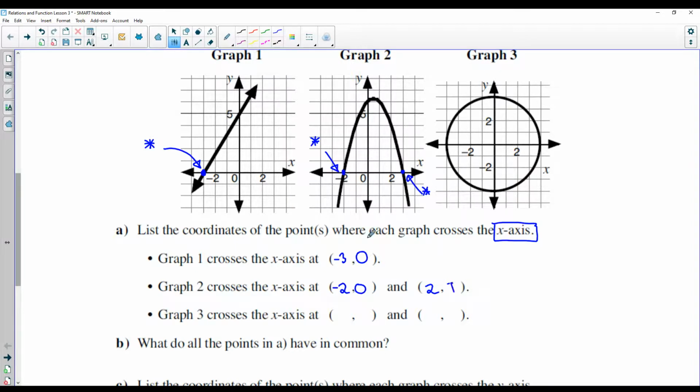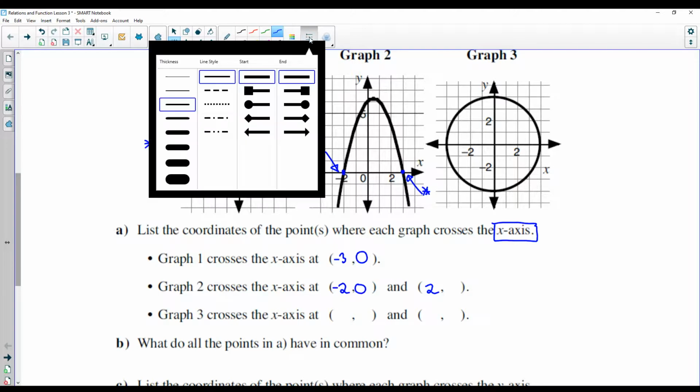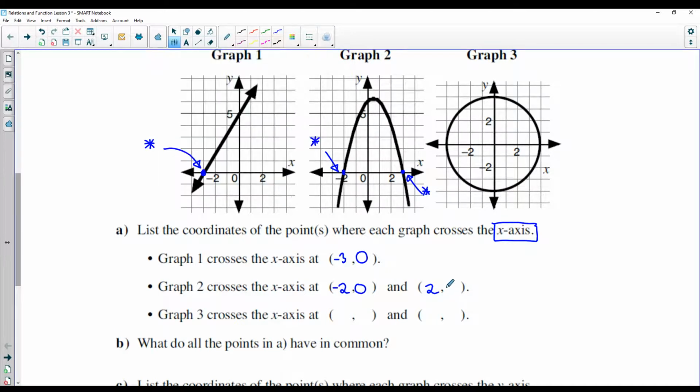Oh, here, let's erase that so we can actually make it legible. The computer froze for a second. Okay, 2, 0. There we go. Now, graph 3 also has two spots where it crosses the x-axis. There's one point located here, and another point over there on the right side. The point where it crosses the x-axis on the left side would have a coordinate of -4, 0, and on the right side of the graph, it crosses at 4, 0.